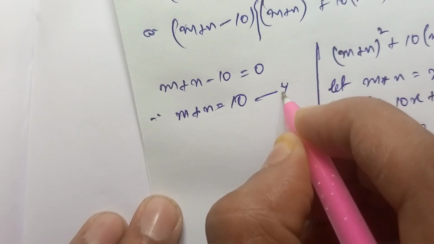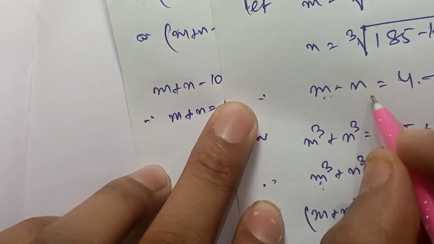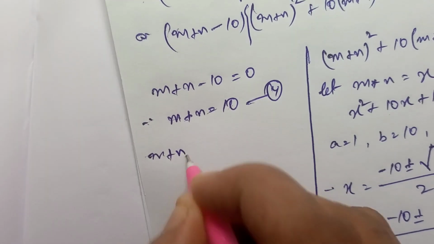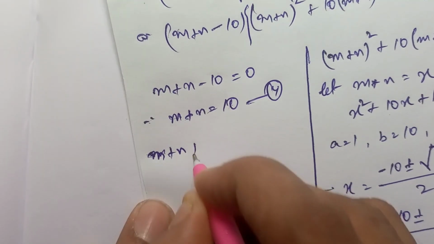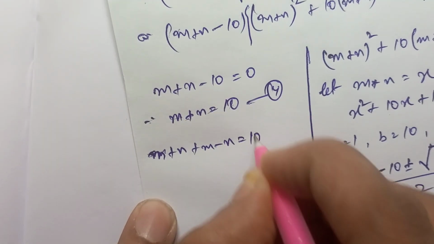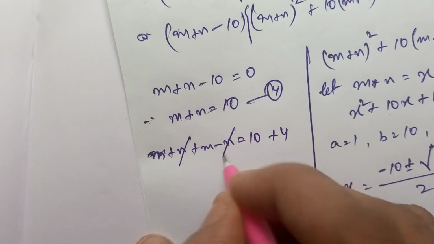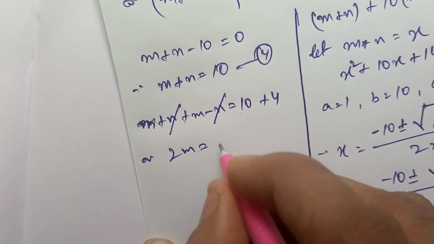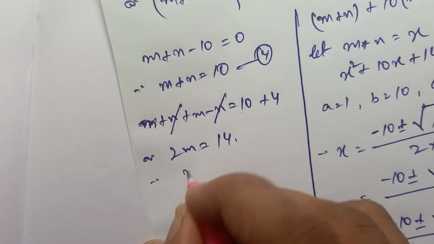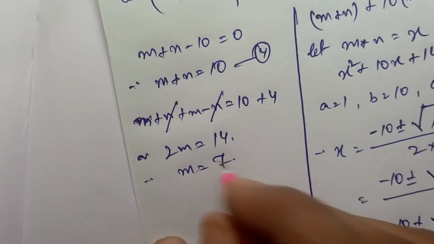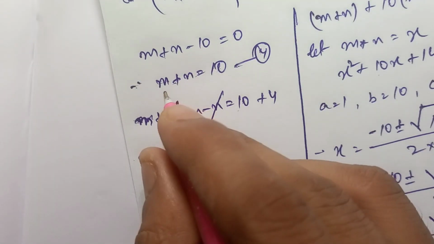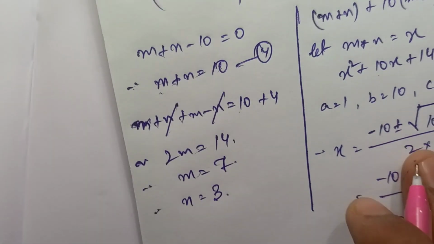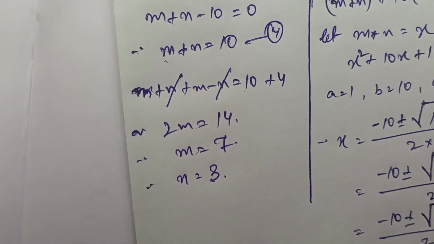Okay, which is equation number 4, and we have an equation m minus n equal to 4. So just add these two equations, m+n equal to 10 and m minus n equal to 4. We can write m+n plus m minus n equal to 10 plus 4. Just cancel out n since it has the opposite sign. So here 2m is equal to 10 plus 4, which is 14. Now here m is equal to 7. If we put the value of m in the equation m+n equal to 10, we arrive at the value of n equal to 3.